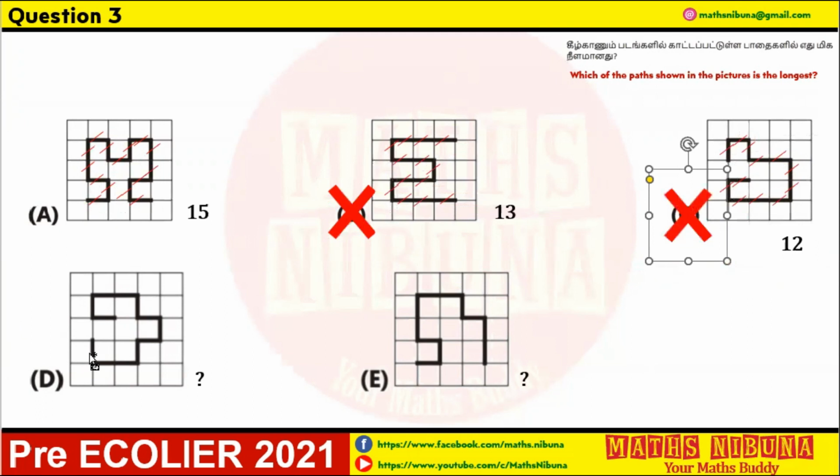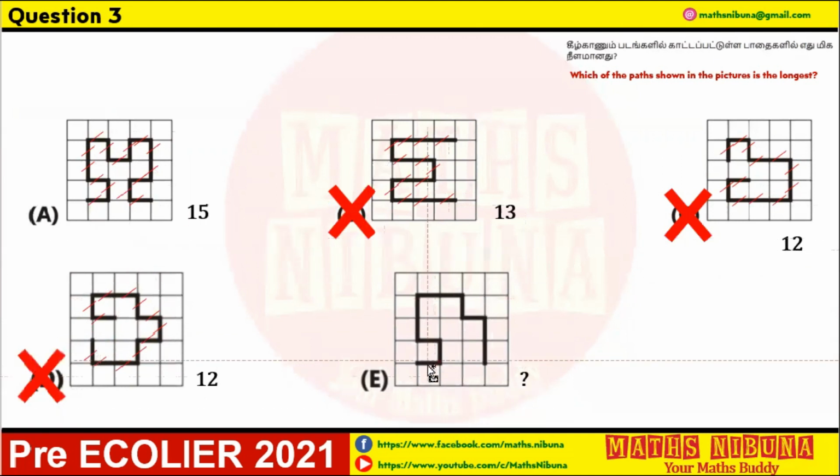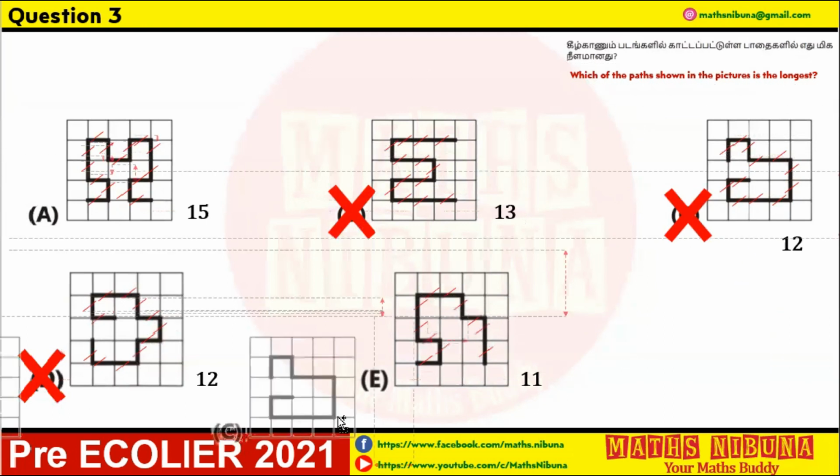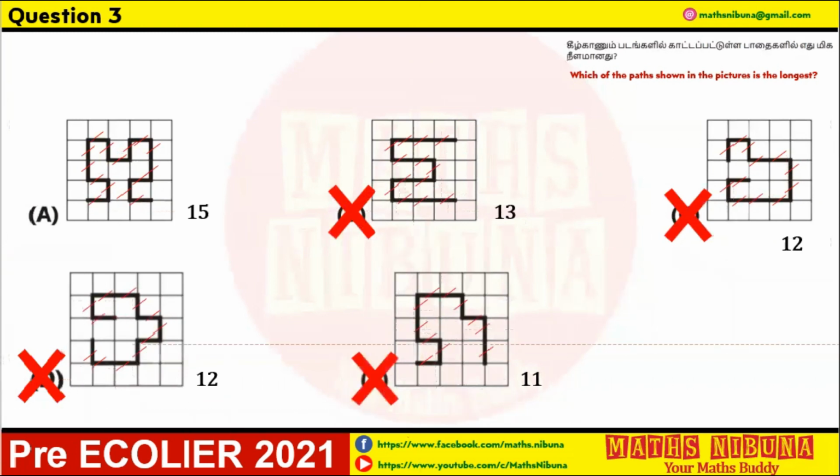So now look at the next one, D. 1, 2, 3, 4, 5, 6, 7, 8, 9, 10, 11, and also 12. So that means D is also out because A is still leading. Then the next one, E. 1, 2, 3, 4, 5, 6, 7, 8, 9, 10, 11. Very low, I think. Which of the paths shown in the picture is the longest? That means E is also out. That means the answer is A.